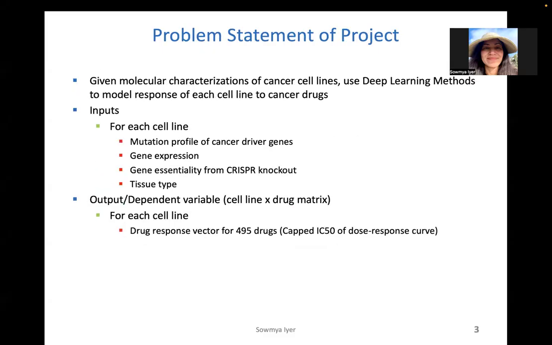So here's the problem statement. Given molecular characterizations of cell lines, can we use deep learning methods to model the response of each cell line to cancer drugs? For the input, I'm going to go over these in detail in a bit. We're given the mutation profile, we have the gene expression available, we have gene essentiality and tissue type. And the output or dependent variable is the drug response for each of 495 drugs, which is the IC50.